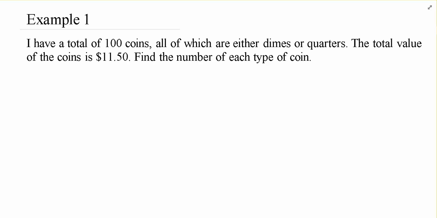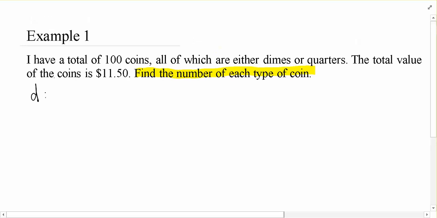Now, if you're having a hard time deciding what your variables should be, a good place to look is the question itself. The question itself is often going to say, hey, find this for me. We're asked to find the number of each type of coin. So we're asked the number of dimes, the number of quarters. So that's a great thing to define as our variable. So let's define D as the number of dimes, and let's define Q as the number of quarters.